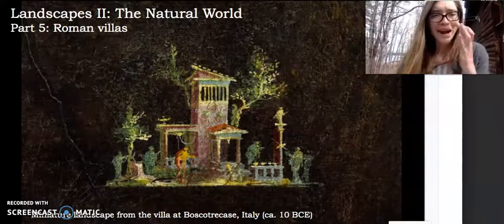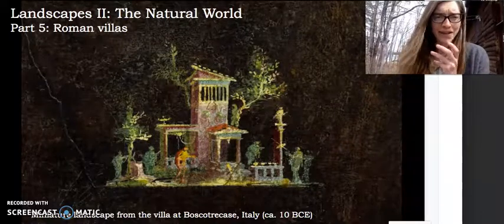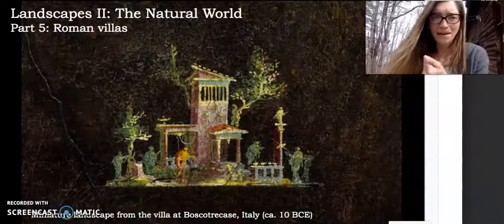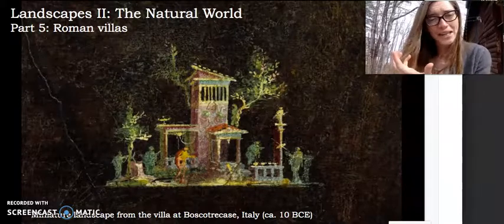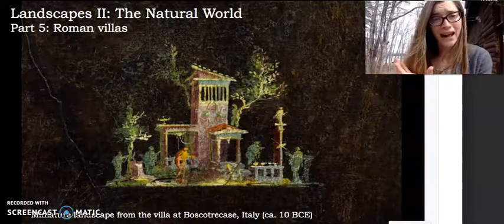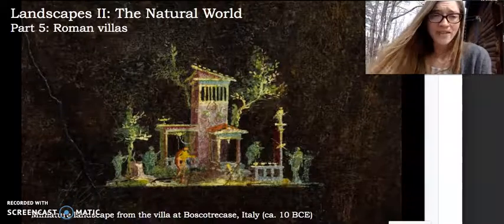So in this section, I'm going to be talking a little bit about one of the kinds of Roman architectural structures that is most explicitly bound up with this connection with the natural world that we've already seen coming forward in both the public and private spheres. And that is the structure of the villa.